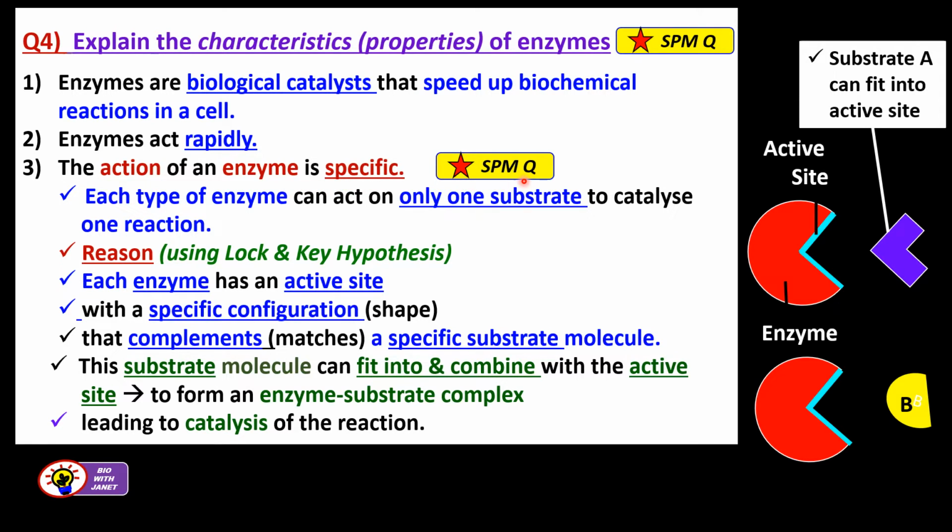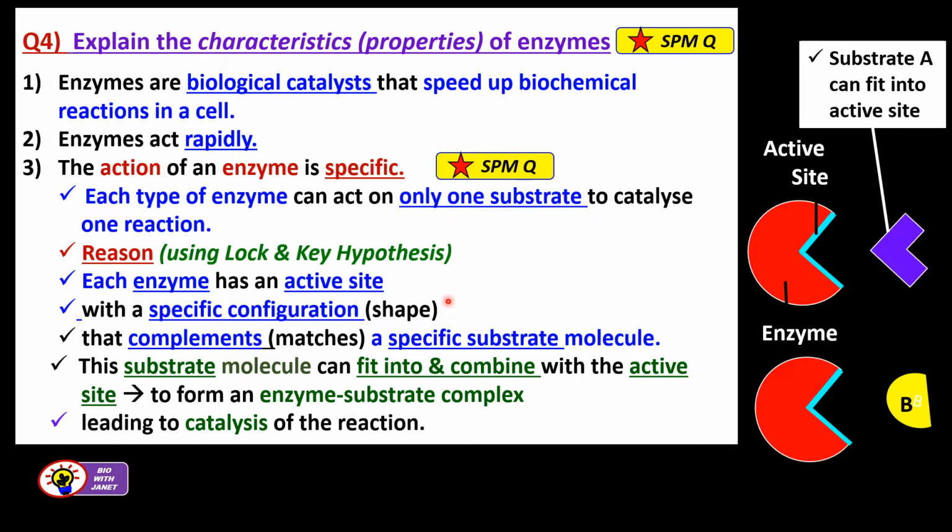This is a past year SPM question. So you can be asked, what do you mean by, explain the meaning of this phrase, the action of an enzyme is specific. So you can explain this way. Each type of enzyme can act on only one substrate, one enzyme to one substrate, to catalyze one reaction. Reason is because each enzyme has an active site. It is something like a depression, a 3-dimensional shape in the enzyme molecule.